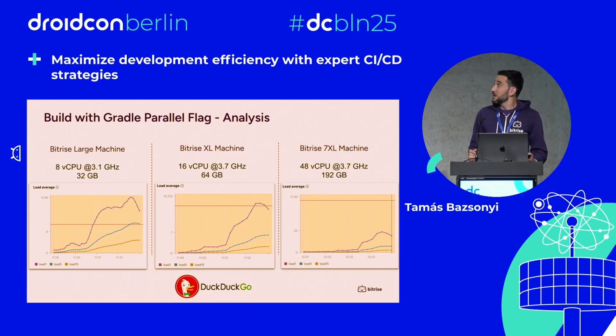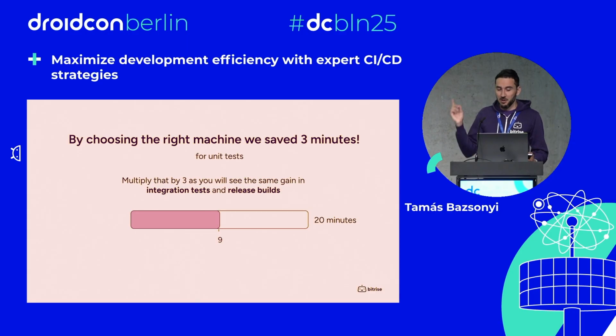So basically, by choosing the correct machine type and enabling parallelization, we managed to save 3 minutes already. If we are looking at the integration tests and release builds, this would account for a 9-minute speed improvement from that 20 minutes. So we are almost halfway there already.